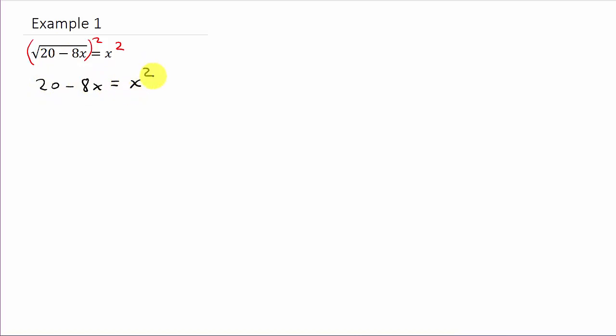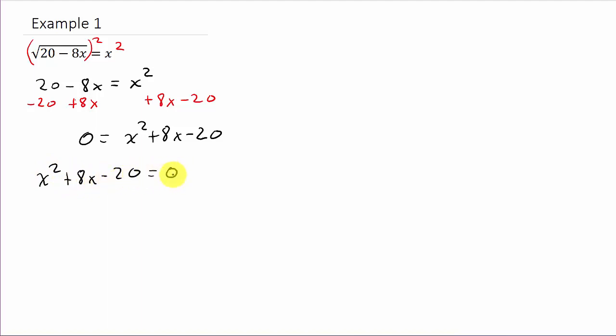Now I just have a quadratic equation to solve. So I need to get everything to one side. I'm going to add 8x and subtract 20 on both sides. That gives me x squared plus 8x minus 20 equals 0. I like to have my equation over here, so I'm just going to swap these around. So x squared plus 8x minus 20 equals 0. Now we have this quadratic equation to solve.